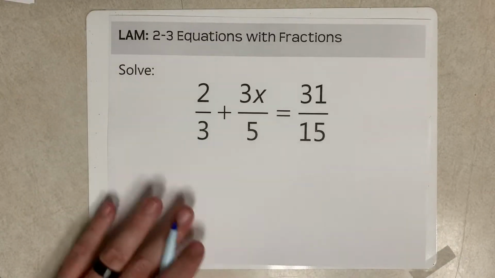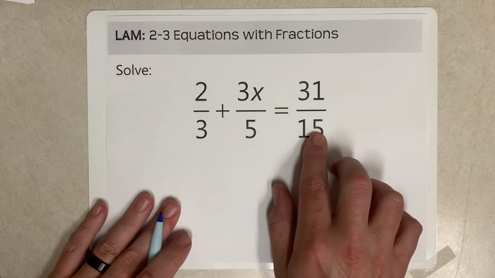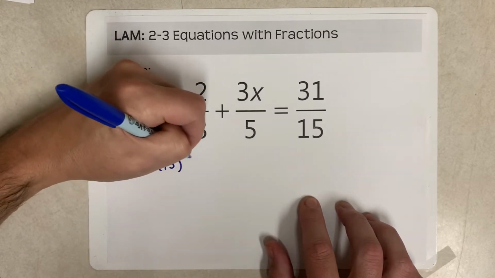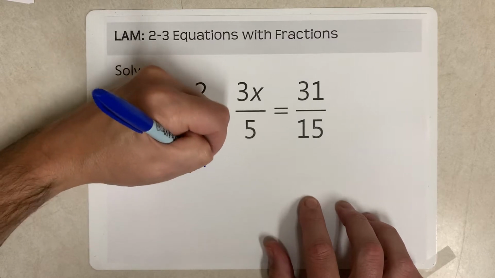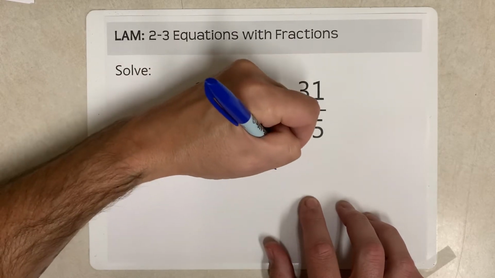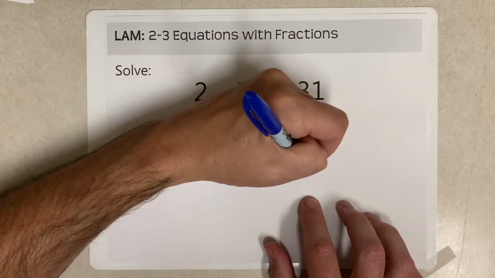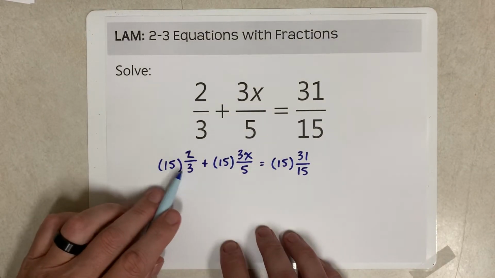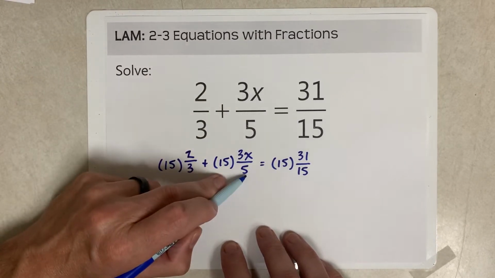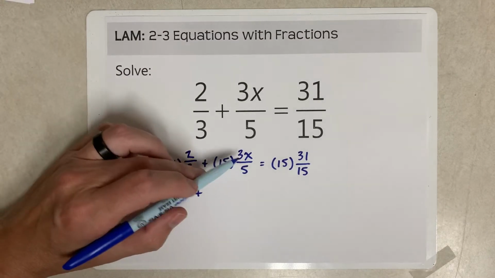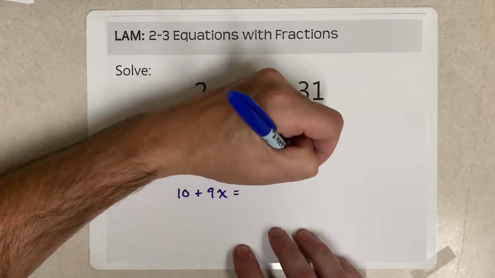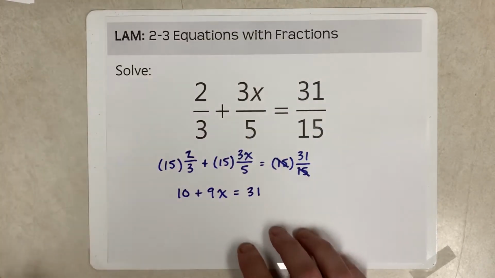This one has a 3, a 5, and a 15. So luckily 15 is a multiple of 3 and 5. So I'm going to multiply everything by 15. And that should clear out all the fractions. That's 2 plus 15 times 3x over 5 equals 15 times 31 over 15. Okay, 15 divided by 3 is 5, times 2 is 10, plus 15 divided by 5 is 3, and 3 times 3x is 9x, and equals, 15 and 15 cancel out completely, 31.